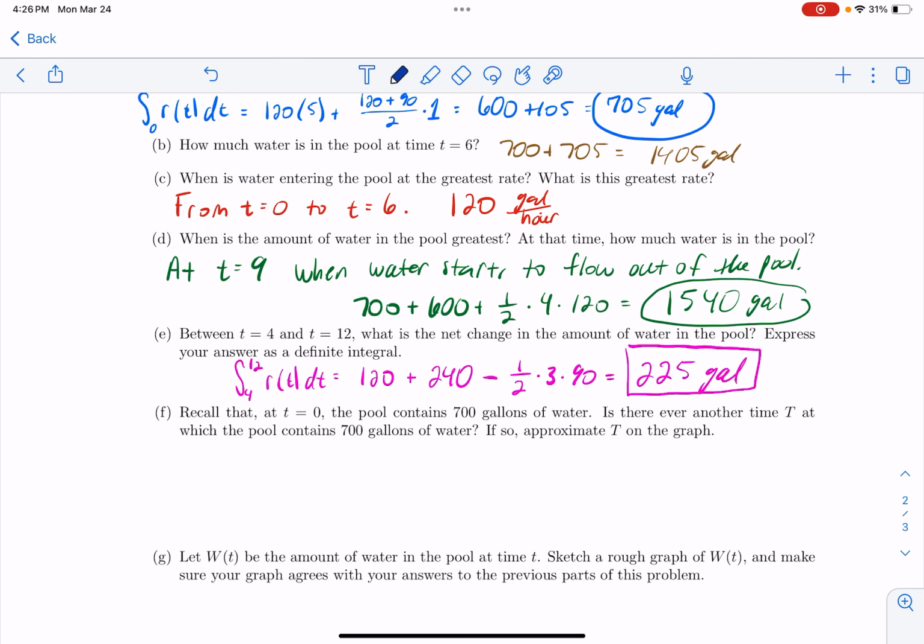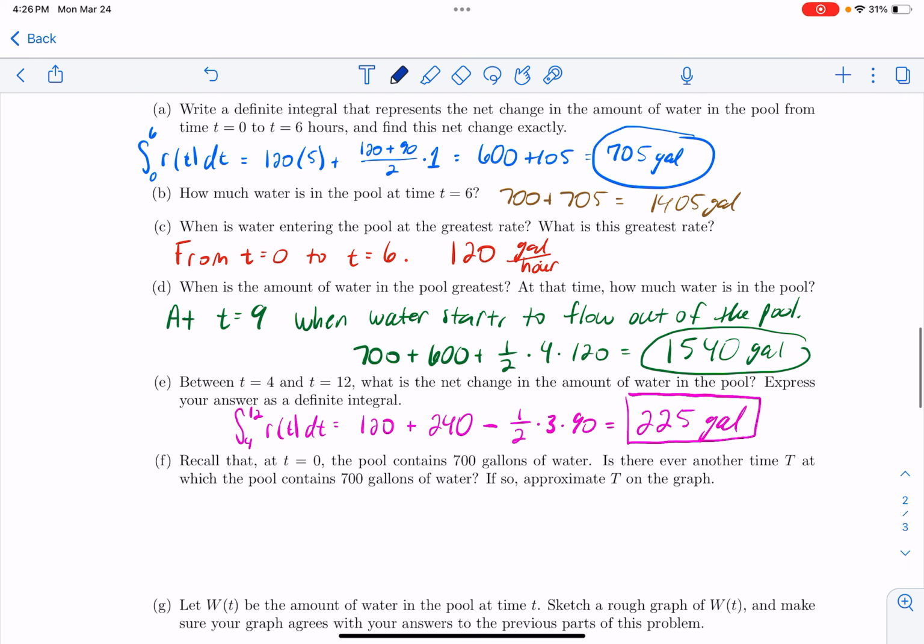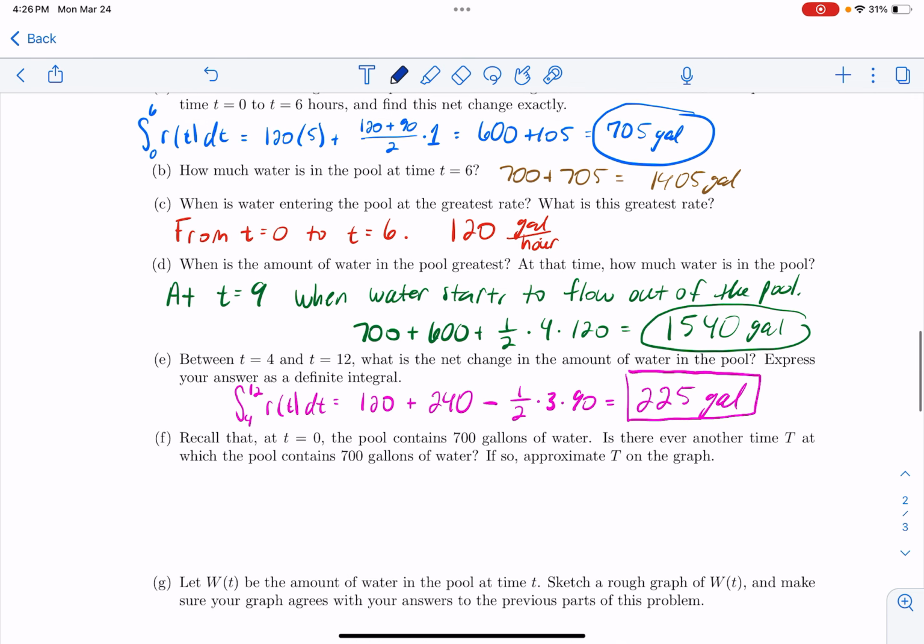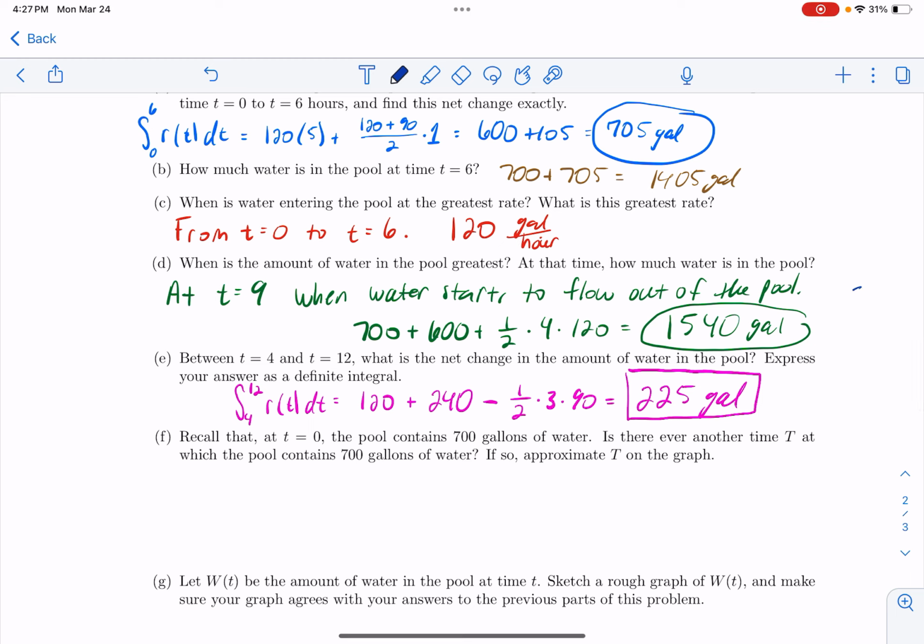F says, recall that at time t equals 0, the pool contains 700 gallons of water. Is there ever another time t at which the pool contains 700 gallons of water? If so, approximate t on the graph. Well, we know that at t equals 9, we're up to 1,540 gallons. So we've added 840 gallons, right? Because 1,540 minus 700 gives us 840 gallons. So the question is, do we ever lose 840 gallons?